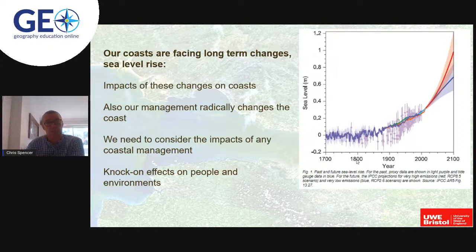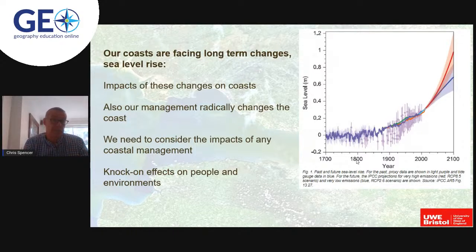When we build a sea wall, it reflects the sea's energy back out to sea. But that's increasing the energy going across the beach. How does our beach respond to that? Does sediment get washed away and maybe the seawall collapses as the beach gets undermined? All sorts of knock-on effects on people and environments.